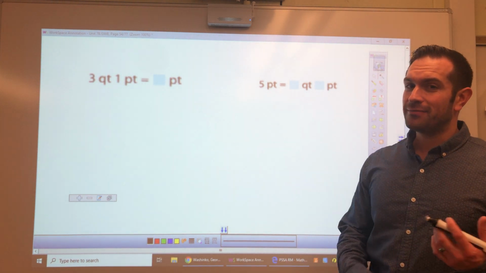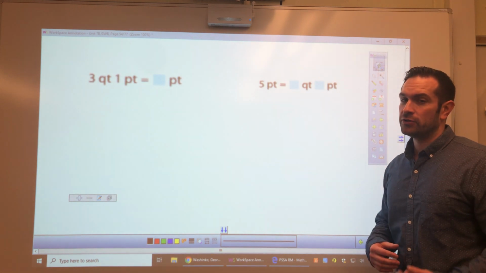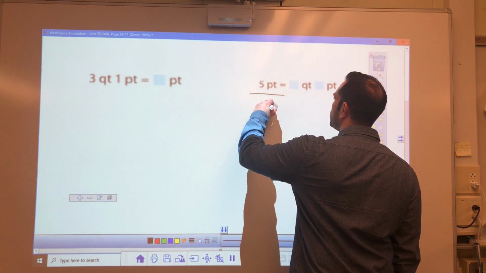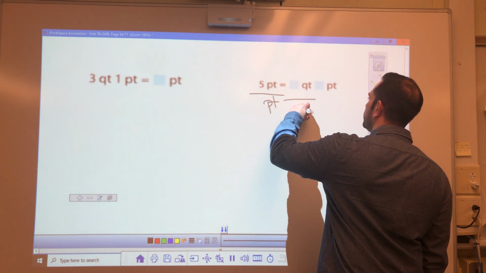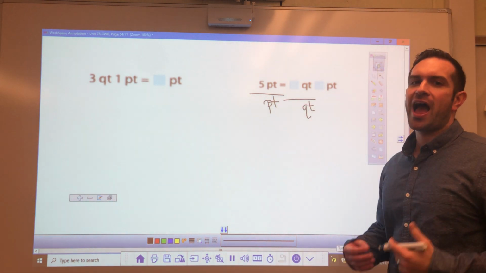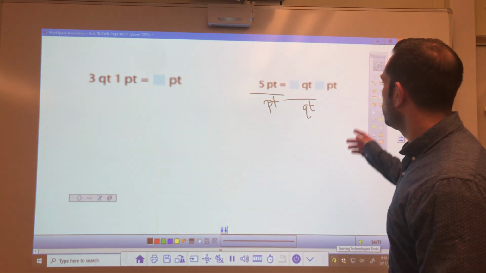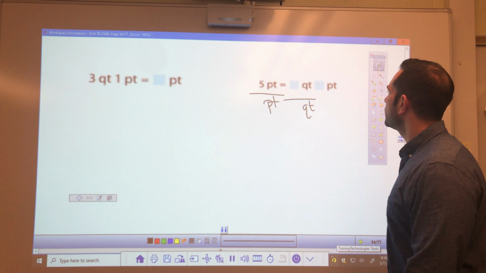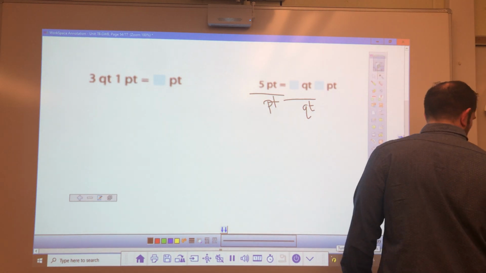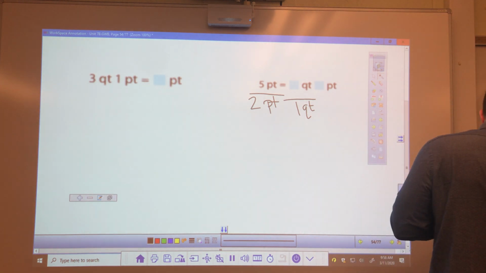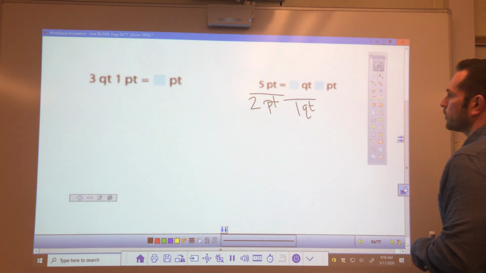Sometimes this might be a little confusing because you don't want a decimal. So I'm going to change pints into quarts, but basically you want to think of it as having a remainder. Whatever your remainder is, it's going to be your pint. Okay? So I know that there are 2 pints in 1 quart.